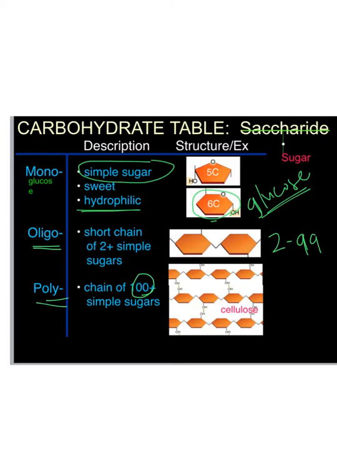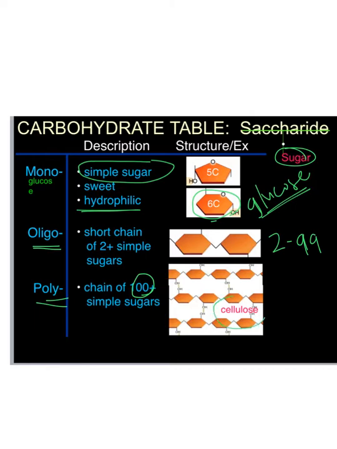as polysaccharides. And so we're going to talk about a couple of different polysaccharides that are important to us as biologists. Saccharides simply just means sugar. So we're talking about oligosugars or polysugars, but we use the term saccharide. So oligosaccharides, remember, are 2 to 99 chains. Polysaccharides are 100 or more.